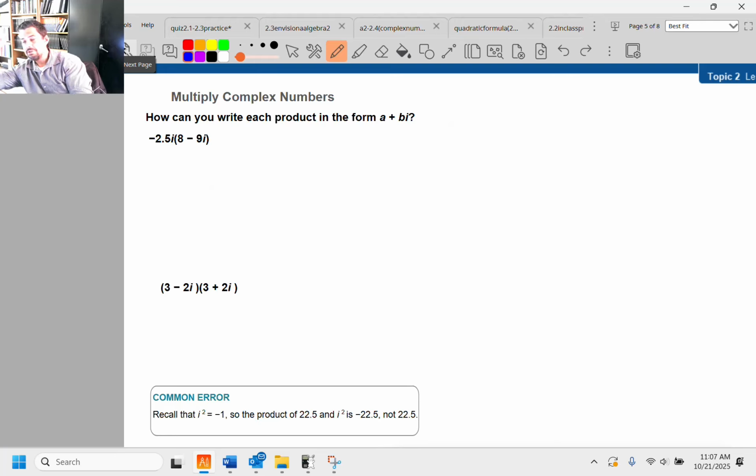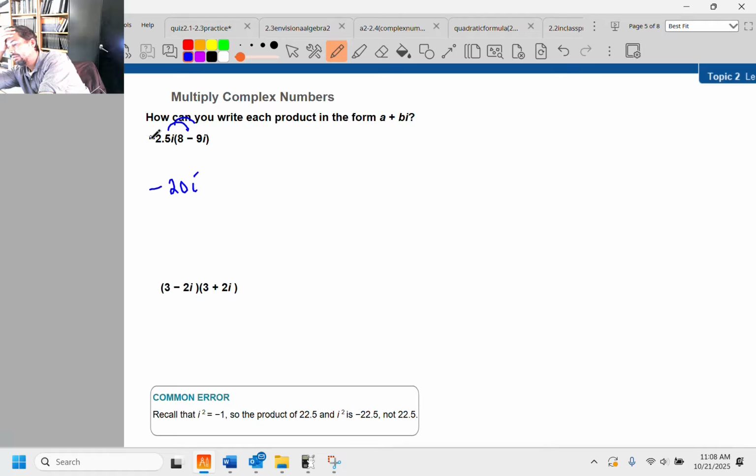Multiplication is going to be a little tougher. It is, because you have to know what i squared is worth. But we're going to use the distributive property. We're going to distribute it to both pieces. So negative 2 times 8 is negative 16. Negative 0.5 times 8 is negative 4. Negative 16 plus negative 4 is negative 20. So I get negative 20. Don't forget about the i.